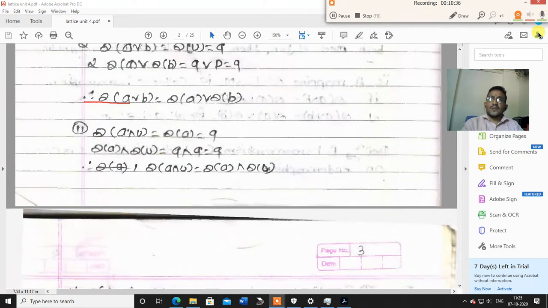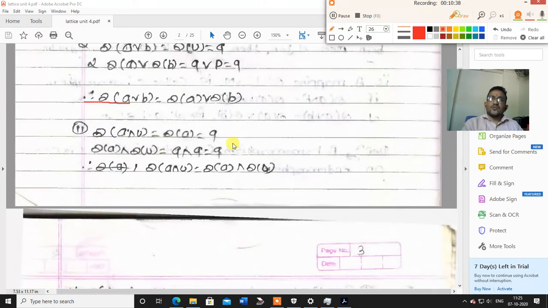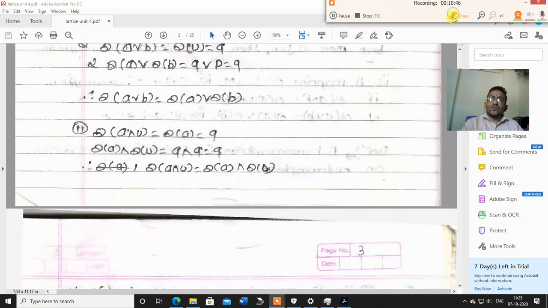Sorry, this is a mid. Okay, we prove this for mid. आपण या ठिकाणी mid साठी प्रूव्ह केलेलं आहे. आपण आता join साठी प्रूव्ह करणार आहोत.